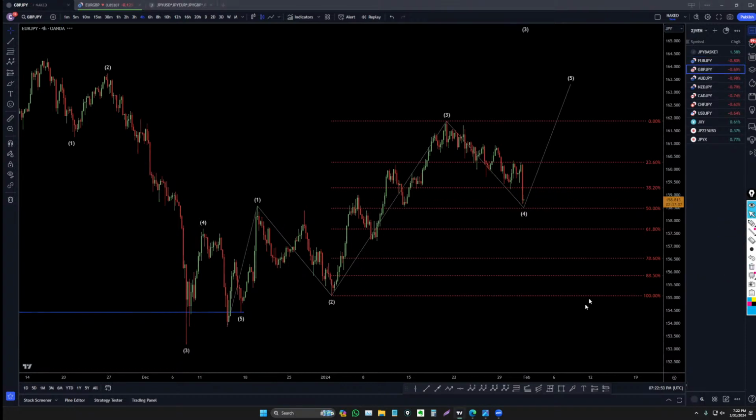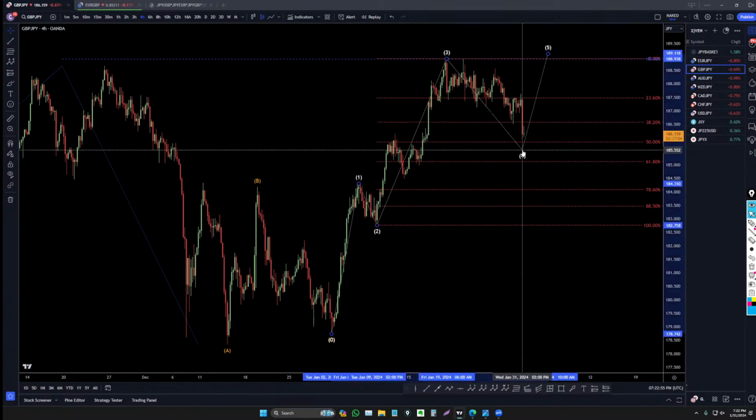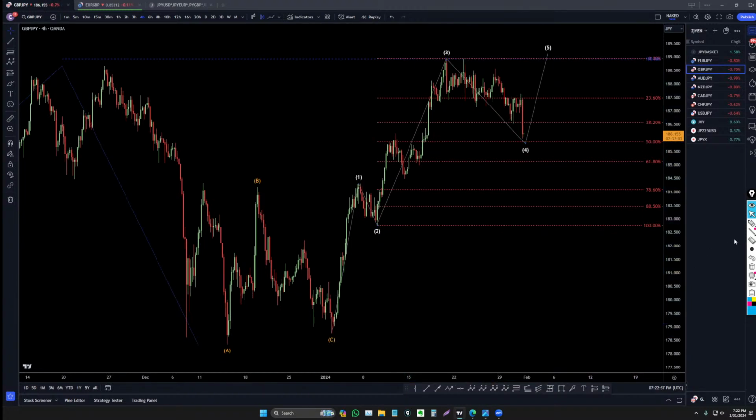Same exact thing on the pound yen. I would definitely be looking for shorts until I saw a break of structure to the upside on shorter time frames. Or if you're more of a swing trader, I would just be patiently waiting for a fib bounce. It could be any one of these fib levels. We don't really know exactly which one it's going to be. We may speculate, based on support and resistance in the past, which one may be the most likely.